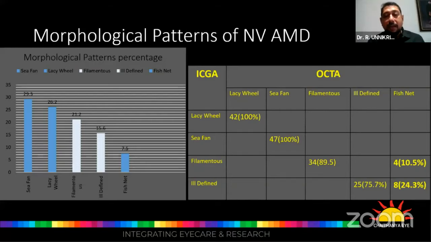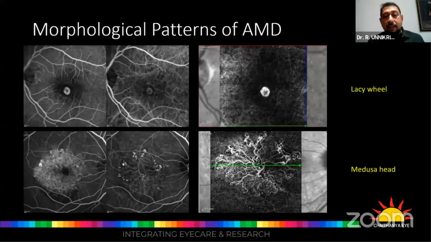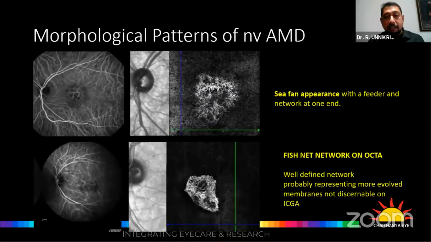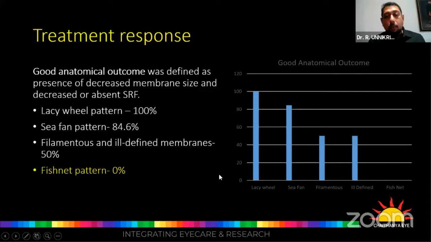Based on the patterns, you have a lacy pattern, a sea-fan pattern, a filamentous pattern, and ill-defined or fishnet patterns. And these are the different kinds: the lacy pattern, the medusa head, the sea-fan head. But what is interesting is there's a new pattern described called the fishnet pattern, a tightly dense pattern. And why is it important? Treatment response: there is a very poor response to the fishnet pattern on anti-VEGF.